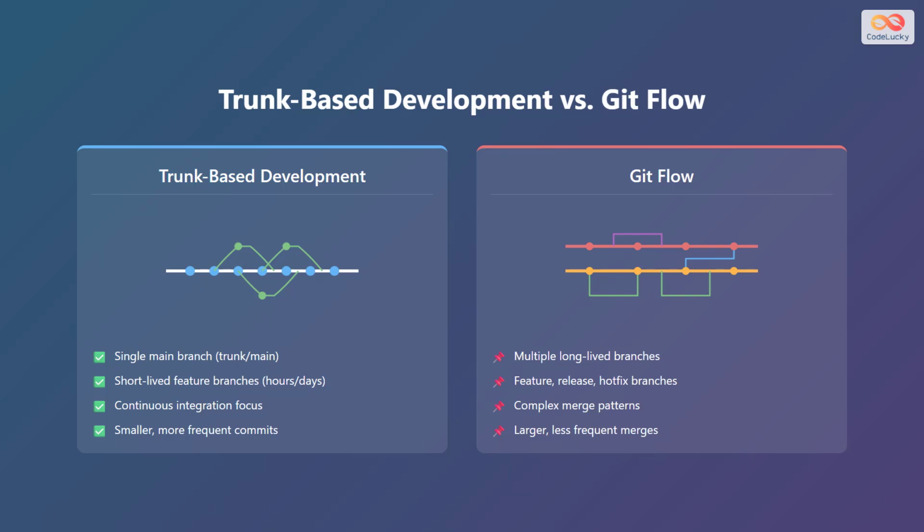In contrast, Git Flow uses multiple long-lived branches, such as main, develop, and feature, release, and hotfix branches. This results in more complex merge patterns and larger, less frequent merges. Git Flow is often used in projects with scheduled releases, while trunk-based development is favored for continuous delivery environments.